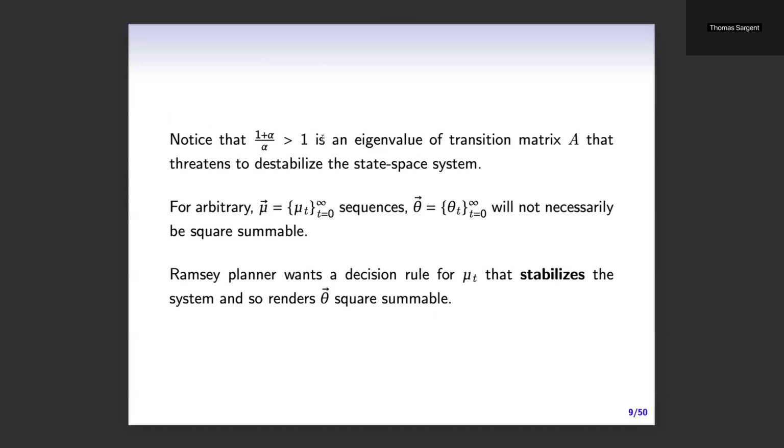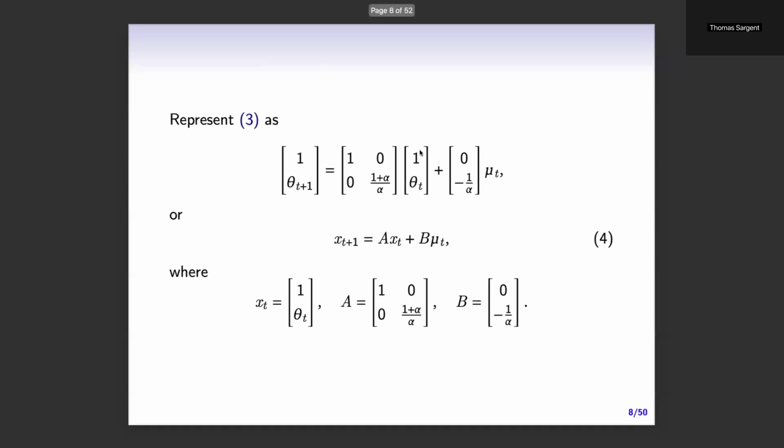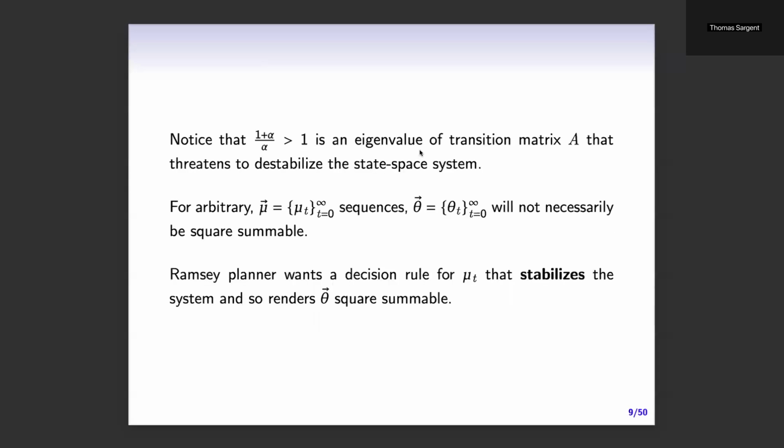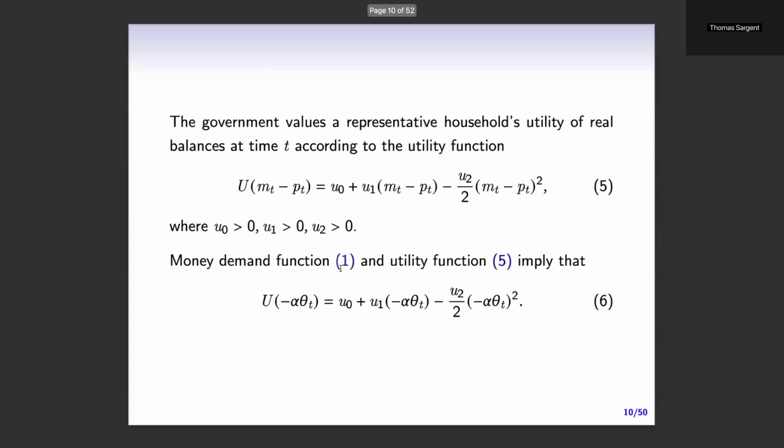Now, we've remarked on this before. This A matrix is unstable, with eigenvalues greater than 1, but that's not a problem because the Ramsey planner is going to want a decision rule for mu that's going to stabilize this system. That's what linear dynamic programming is all about. And so it's going to render this theta sequence square summable. Okay, so there's our government objective function, exactly the same as before. We can go over this quickly.